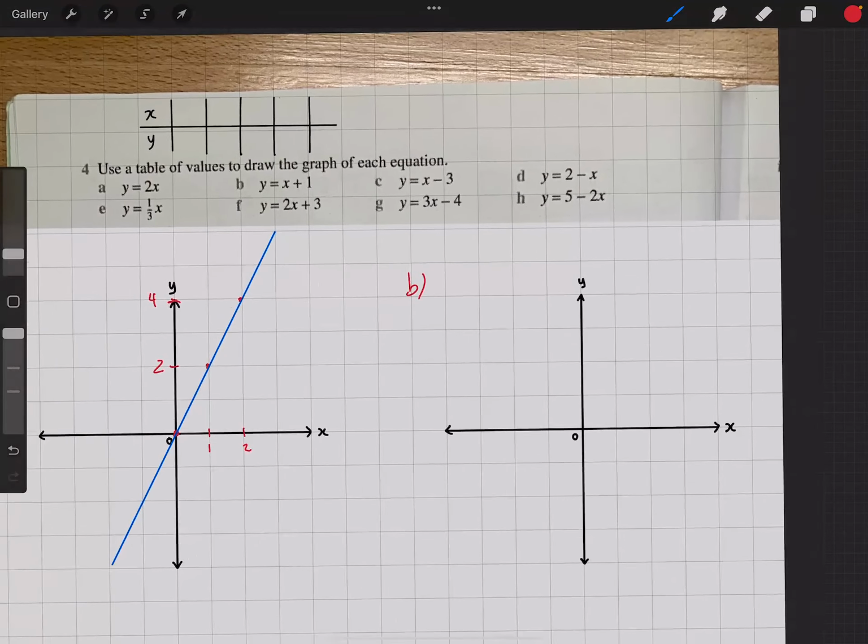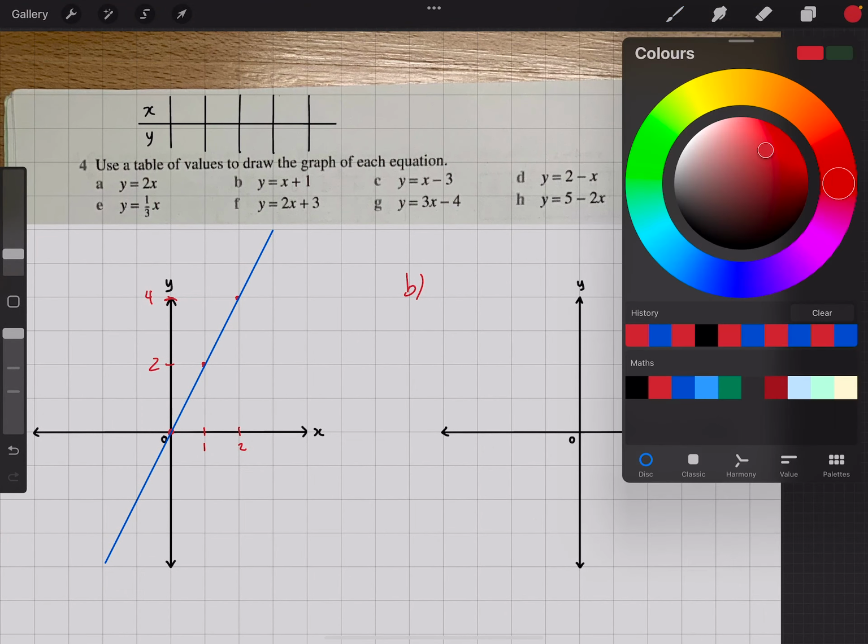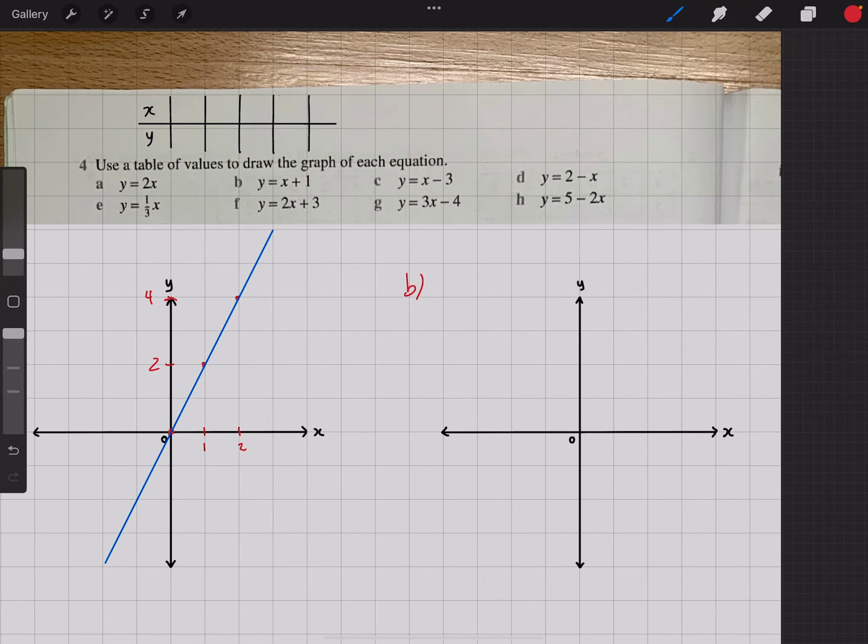Okay. Question B, when it says y equals x plus 1. So let's fill out the table of values again. Y equals x. So when x is equal to, let's just put in the numbers here. I'm going to have x equals to, let's try minus 1, 0, 1, 2. Good enough, 4 points. Okay, so when x is equal to 0, we're doing question B, which is y equals x plus 1.